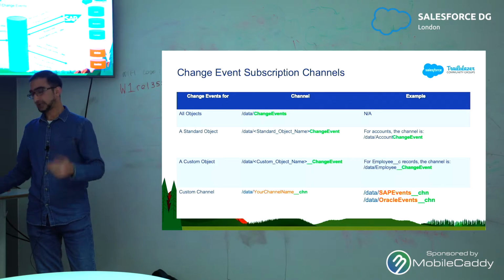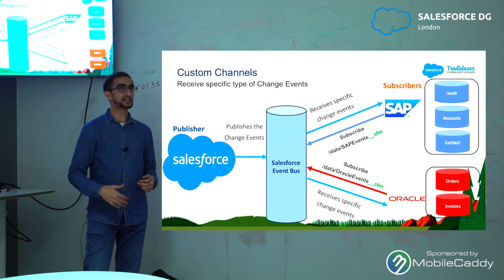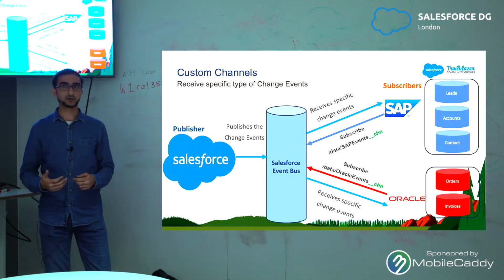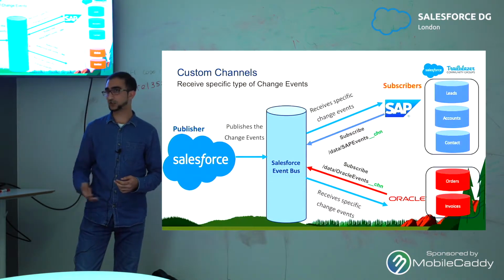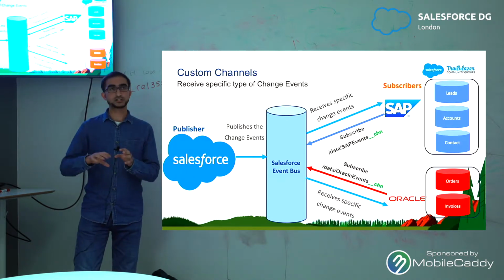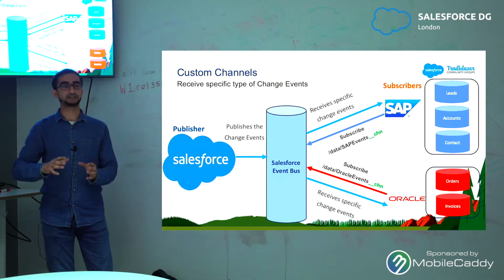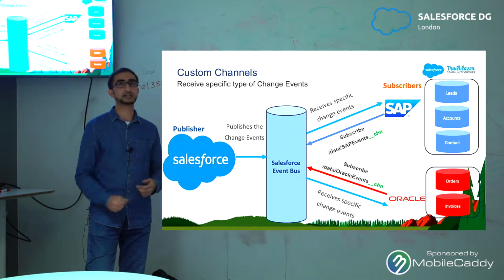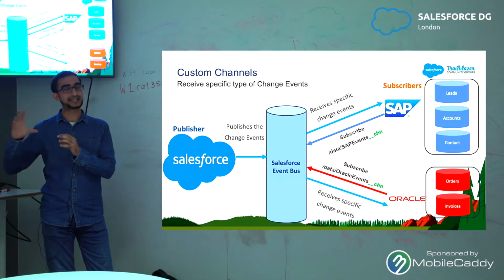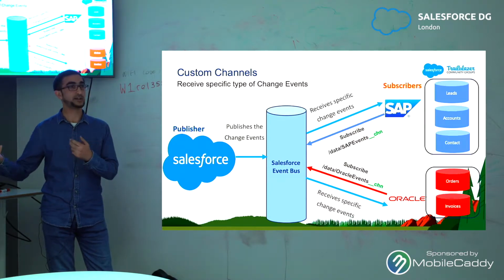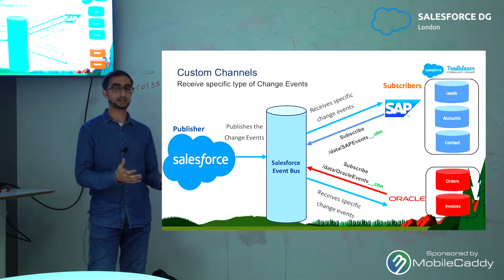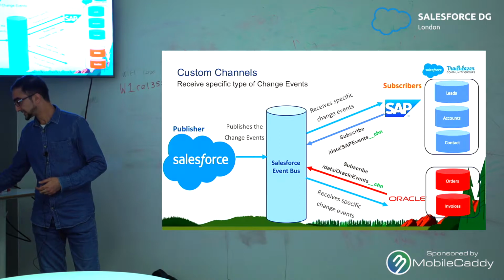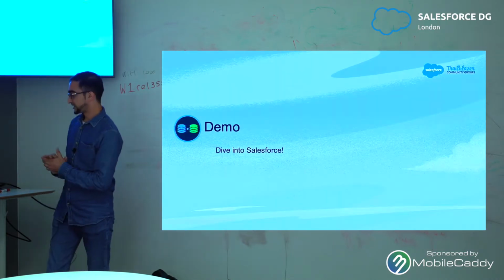But let's say SAP is only interested in leads, accounts, and contacts, specific objects, and Oracle is interested in invoices and orders. They don't want all of them, they want specific ones. Now what you can do is create custom channels, your own channels, so that SAP will only be receiving what they are interested in, and Oracle the same way. Okay, with this, let's dive into the demo.